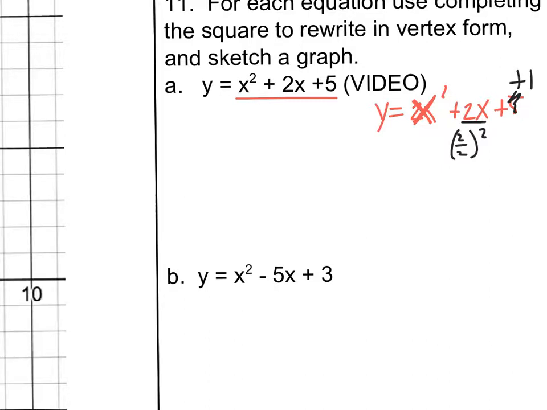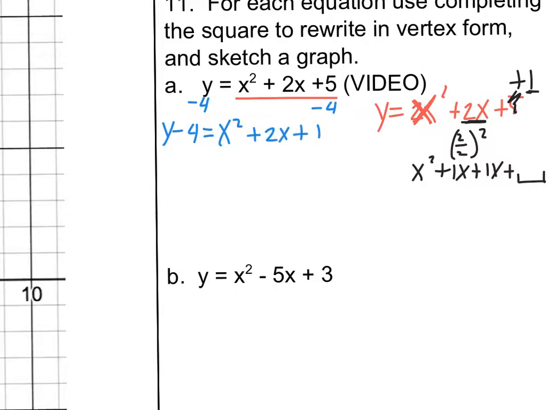The reason this should be plus 1 is we'd like to break this middle term up into two equal pieces, so that this would turn into x squared plus 1x plus something. And two things that multiply to 1 and add up to 2 would be 1 and 1. Once we have that, to get from positive 5 to 1, we have to do minus 4 to both sides. So we get y minus 4 is equal to x squared plus 2x plus 1.